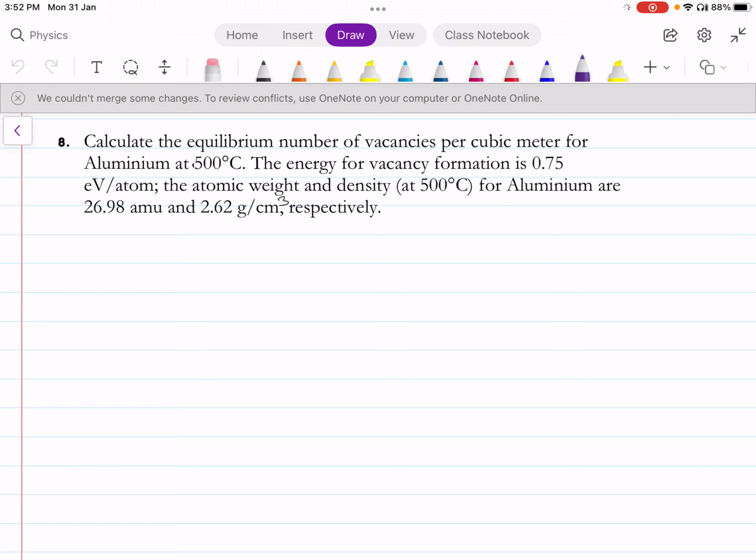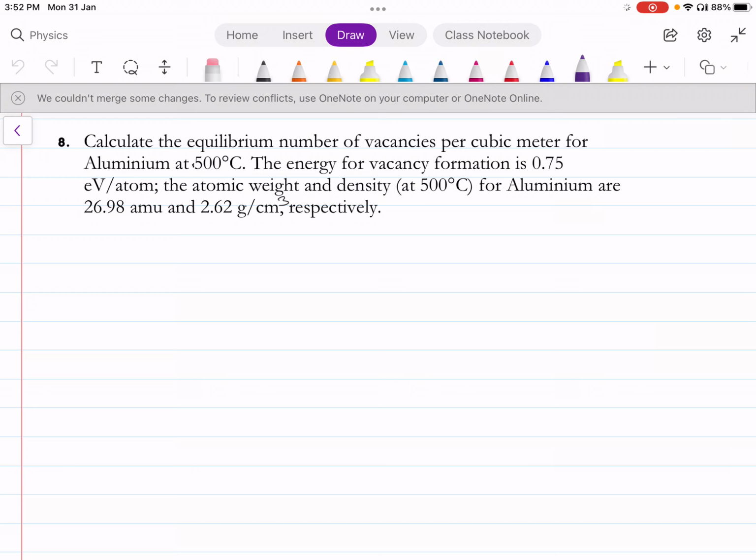The energy for vacancy formation is 0.75 electron volt per atom. Atomic weight and density of aluminium are given. Atomic weight is 26.98 and density is 2.62 gram per centimeter cube, and this atomic weight and density is at 500 degrees Celsius.